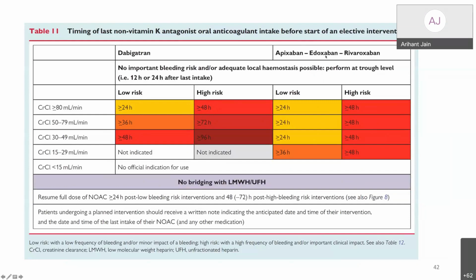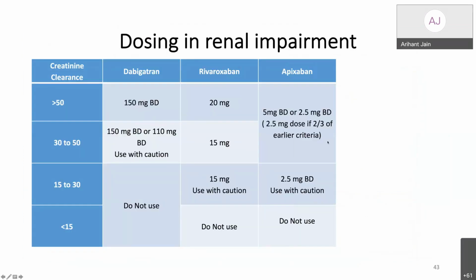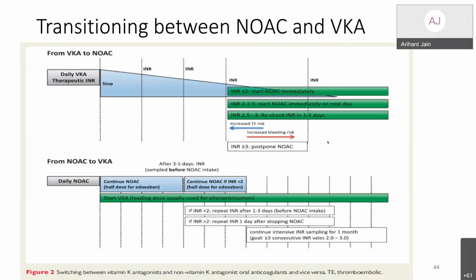For apixaban, edoxaban, and rivaroxaban, again it is 24 to 48 hours. This is all presuming normal creatinine clearance. For lesser degrees of creatinine clearance, the timing will increase in case of Dabigatran. For rivaroxaban and apixaban, it will still remain 24 to 48 hours only. Then there are certain dosing changes for Dabigatran in renal impairment which you can take care of.